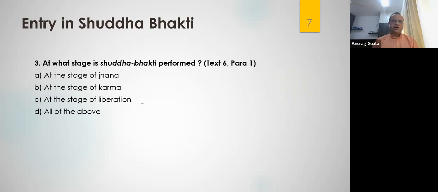So, in the overall flow of Nectar of Instruction, where does this text number 6 fit? Whatever the overall flow is, from text 1, 2, 3, 4, 5, 6, where does text number 6 fit? What has been discussed in the previous texts? Where has been the primary focus of Rupa Goswami in the previous texts? On what aspect or what particular concept is Rupa Goswami impressing upon us again and again in the previous texts?